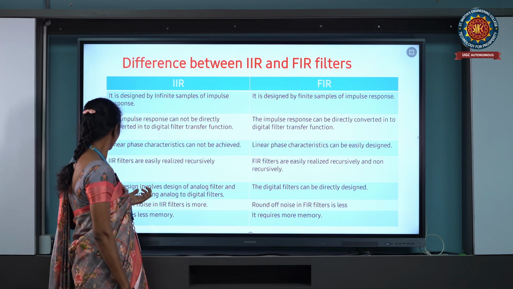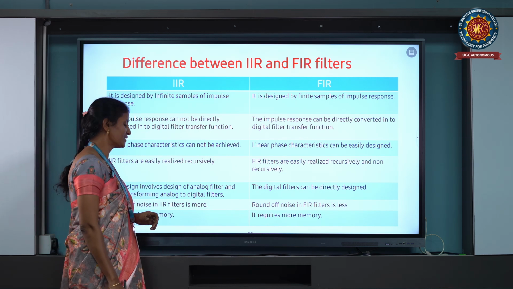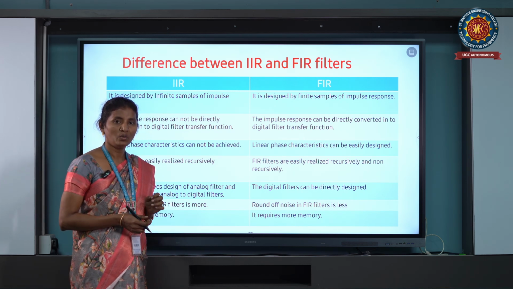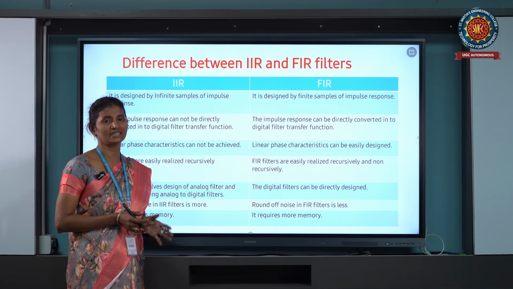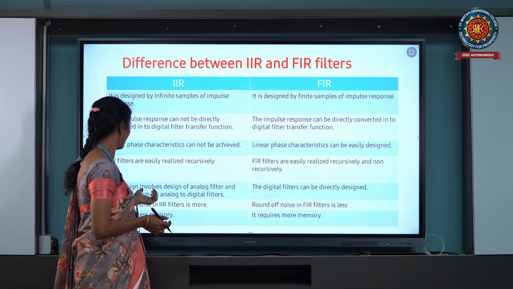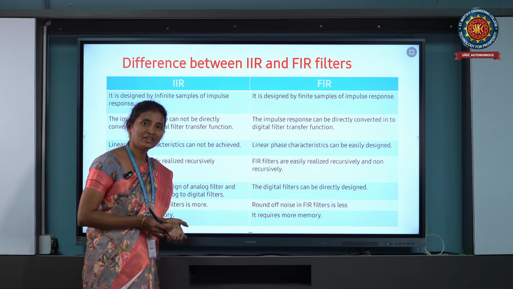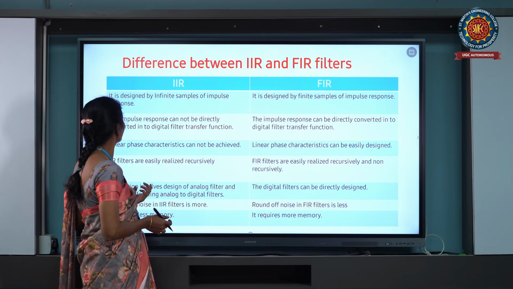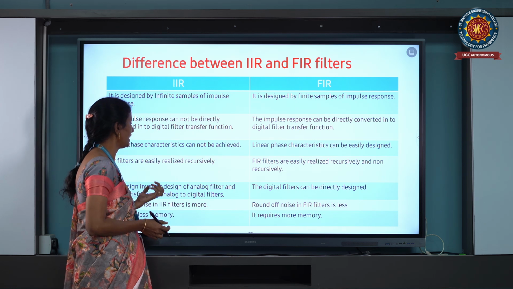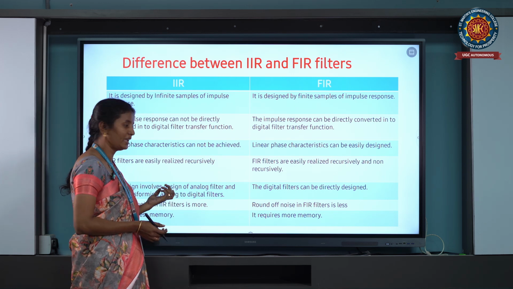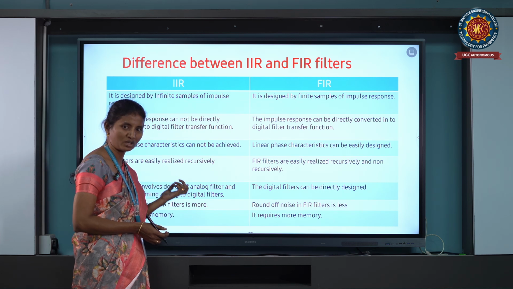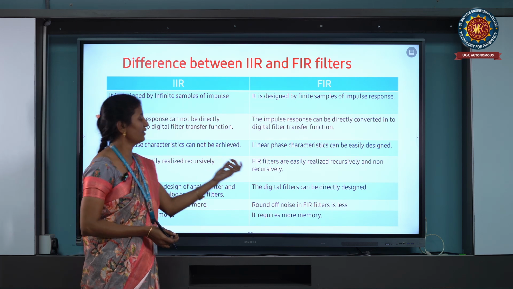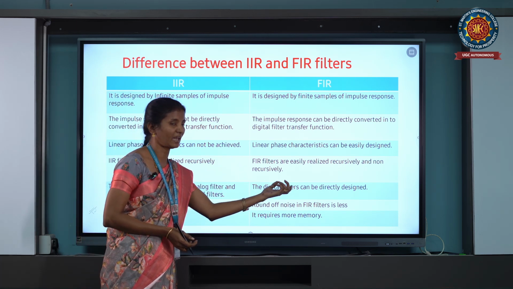The fifth point is the design. In an IIR filter, we first have to design the transfer function of the analog filter. Then we have to transform the transfer function of the analog filter to the transfer function of the digital filter. In an FIR filter, the digital filters are directly designed.